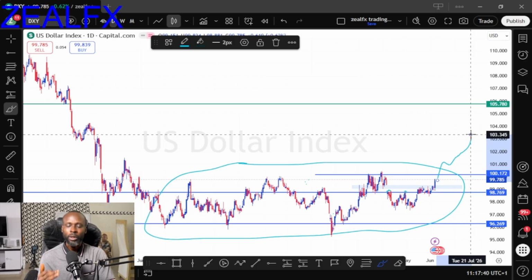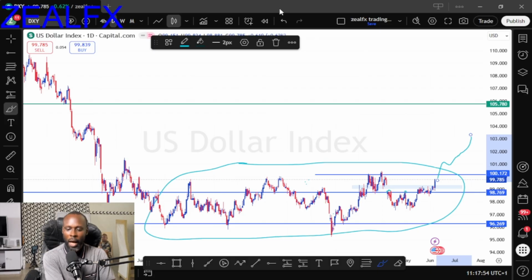No, because we are still currently on a sideways trend. So long as we are still on this major structural sideways trend, we need a break of that major structure for us to see the major flows or buying opportunity on the dollar index.